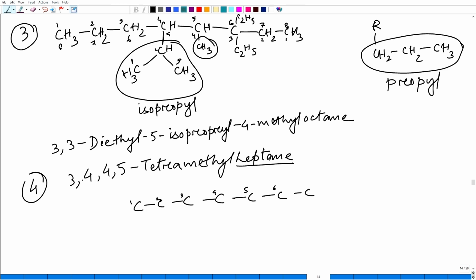3,4,4,5: one is at 3, 2 at 4 and 1 at 5. What are the substitutions? Tetramethyl. So, 4 of these substitutions are methyl. So, we will put methyl here. Now, we will fill up the hydrogens: CH3, CH2, CH. This is a quaternary carbon, so there will be no hydrogen. CH, CH2, CH3. So, this is the structure of 3,4,4,5-tetramethyl heptane.